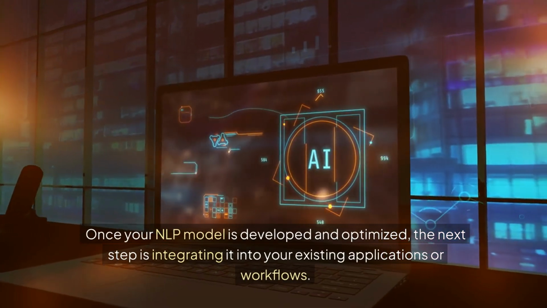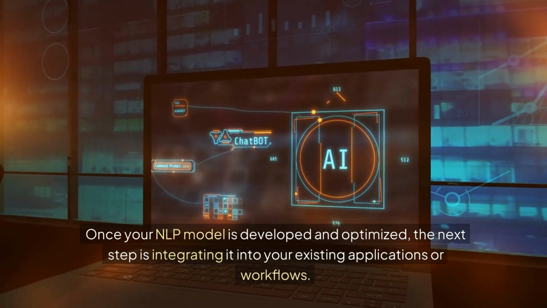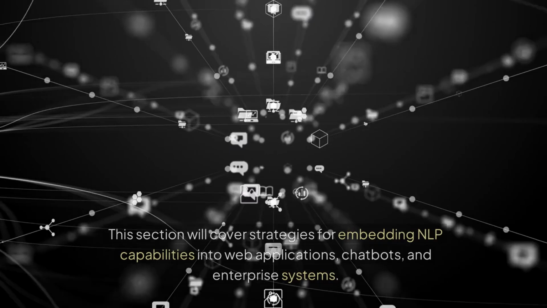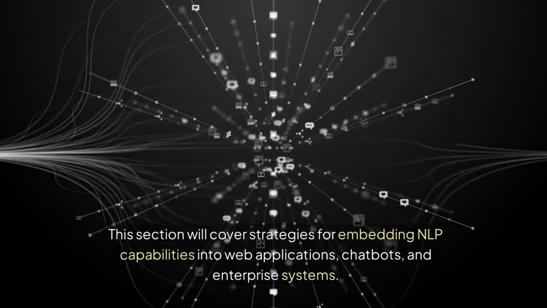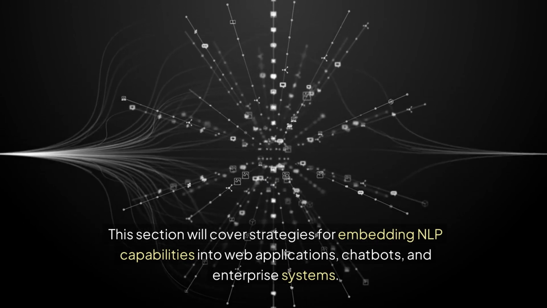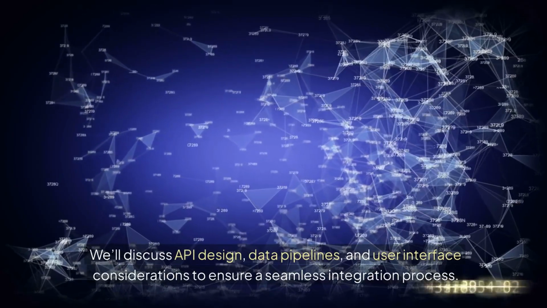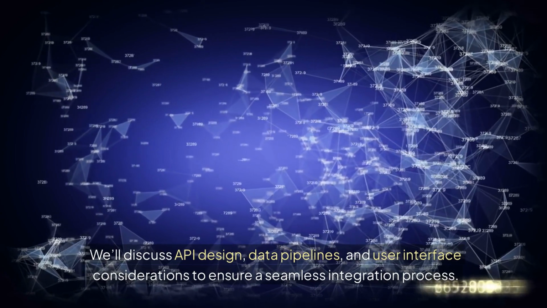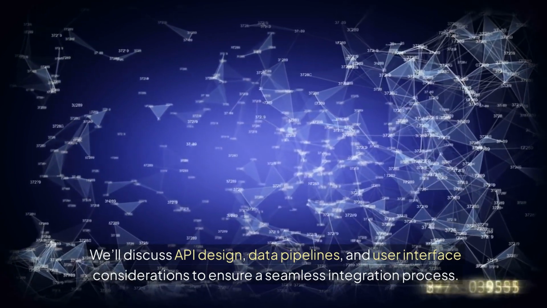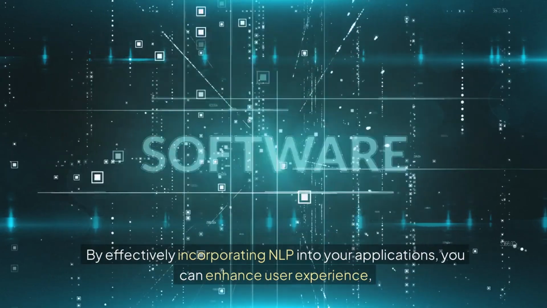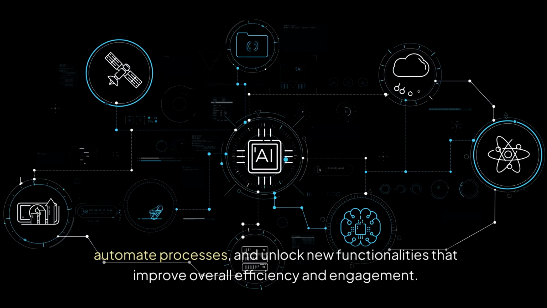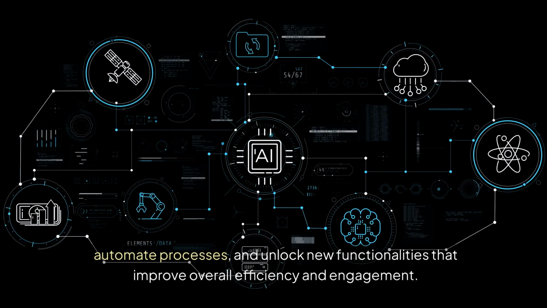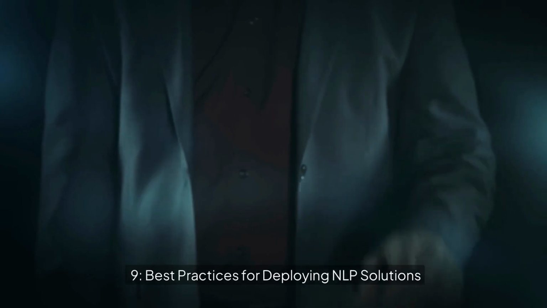8. Integrating NLP into your existing applications. Once your NLP model is developed and optimized, the next step is integrating it into your existing applications or workflows. This section will cover strategies for embedding NLP capabilities into web applications, chatbots, and enterprise systems. We'll discuss API design, data pipelines, and user interface considerations to ensure a seamless integration process. By effectively incorporating NLP into your applications, you can enhance user experience, automate processes, and unlock new functionalities that improve overall efficiency and engagement.